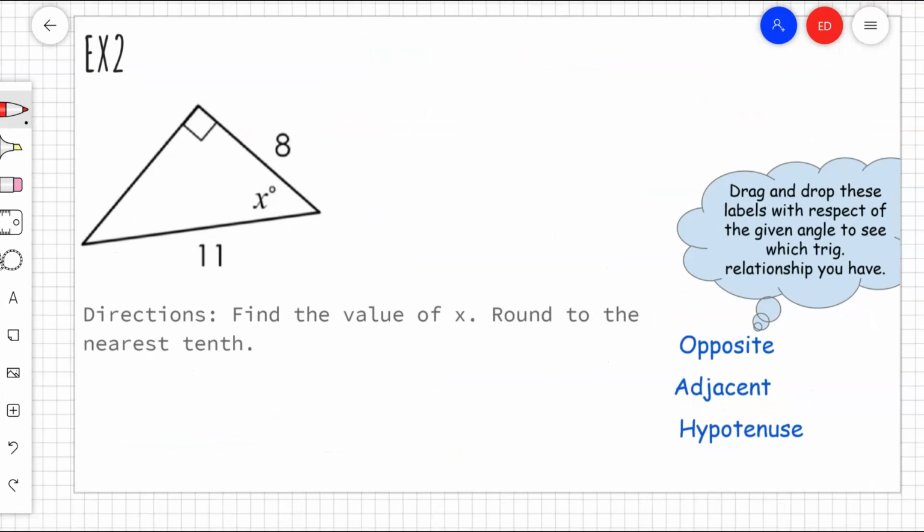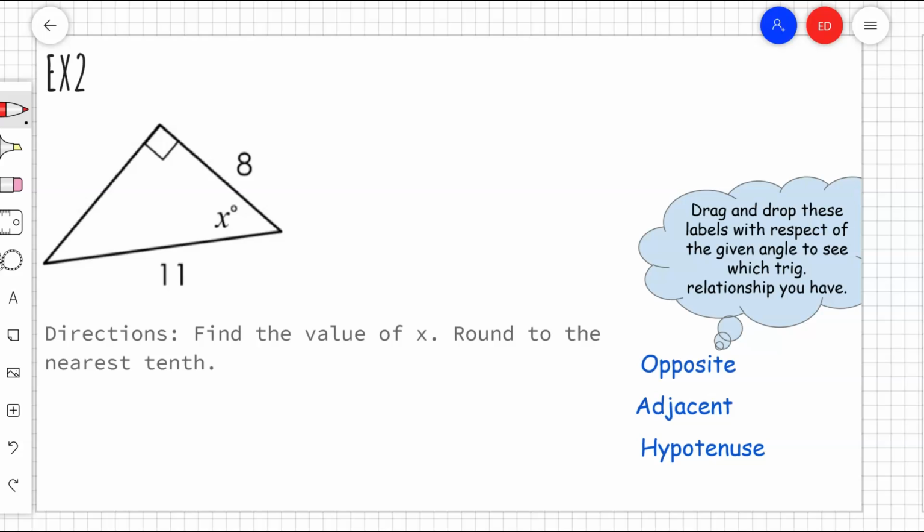the next example. We'll do this one together, and then I will ask that you do the remaining 4 examples on your own, and then I'll show you the answer on that one. So first step, always label your triangle.